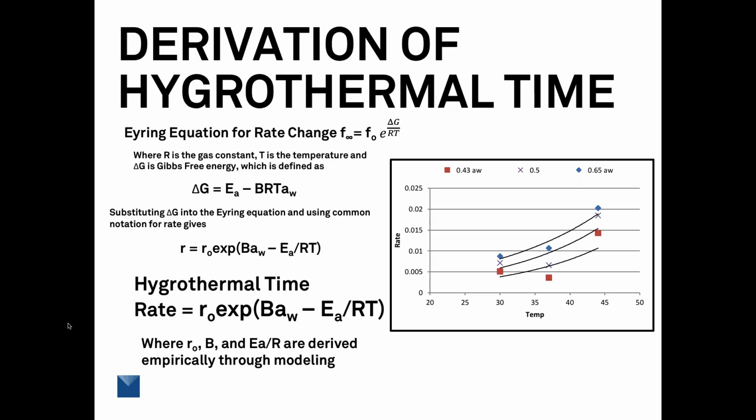So the next step then is to use this model to determine through iteration the best values for our unknown constants. And our unknowns are the R naught value, the B constant, and then our activation energy over the gas constant. And so we can derive those empirically using modeling software, using the computer, to come up with an estimation of what the best constants are that do the best job of matching up the predicted rate with the actual rates that we determined or measured using our experimental data.